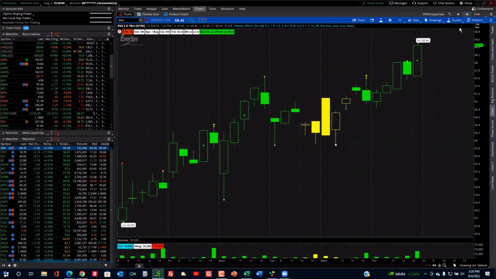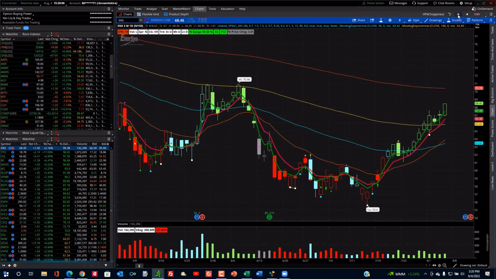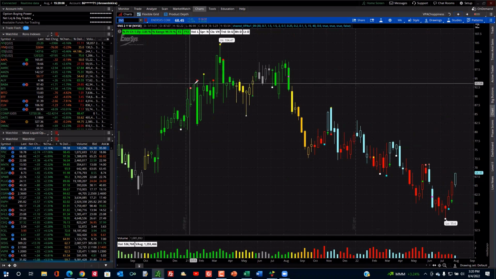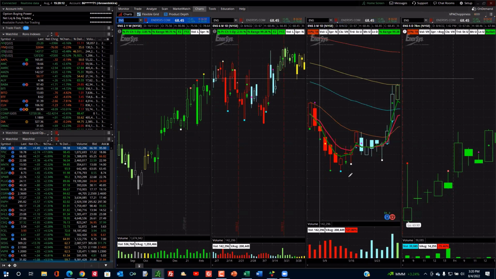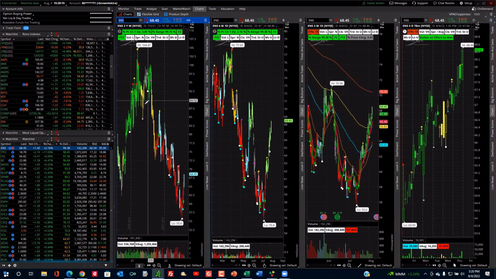The way I have this set up is I have 4 charts side by side. This is a weekly, this is a 6-month daily, this is a 3-month daily, and this is a 78-minute chart. The 78-minute chart is there's 6.5 hours in a trading day, so that gives you 5 bars for the trading day. 5 daily bars gives you a week.